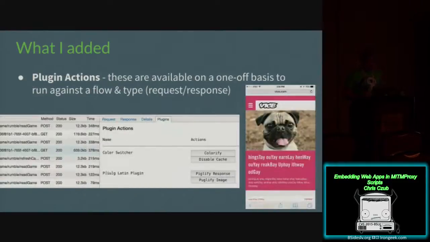Then I also had plugin actions, and these are available on either a one-off basis or to run persistently against every flow. So right here, this is my color switcher and pig/pug Latin plugin. The color switcher, like we saw before, you can configure a color you want to switch to. So previously, Vice wasn't so pink. And then the pig and pug Latin, well, it changes text to pig Latin and changes every image to pugs, and it makes Vice a hell of a lot more bearable.